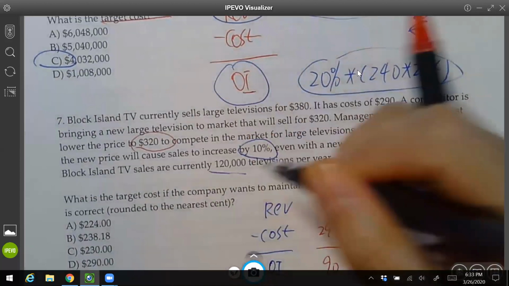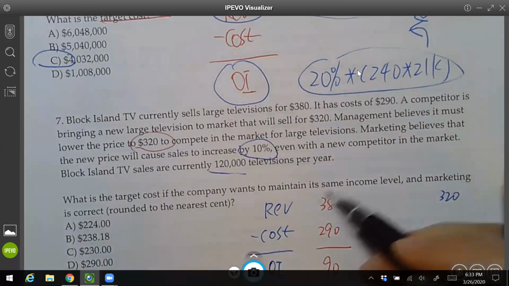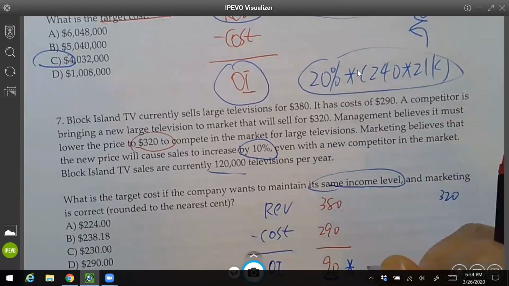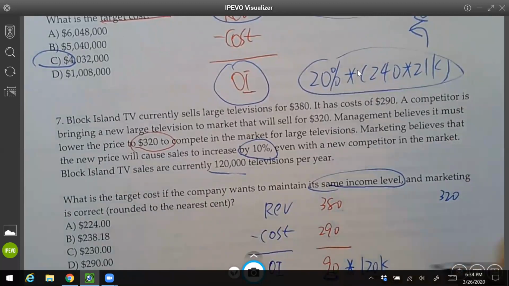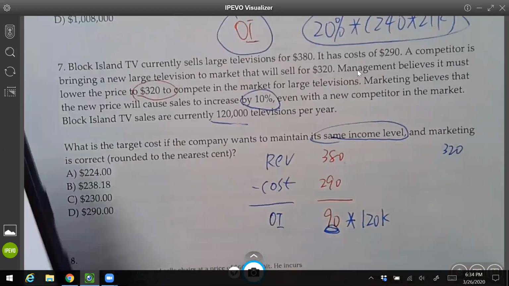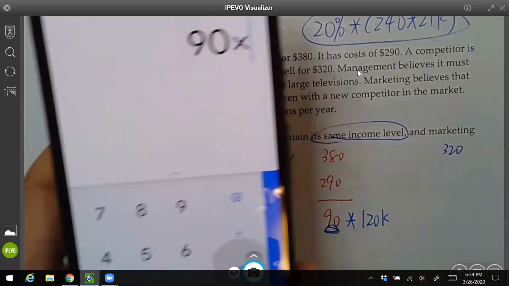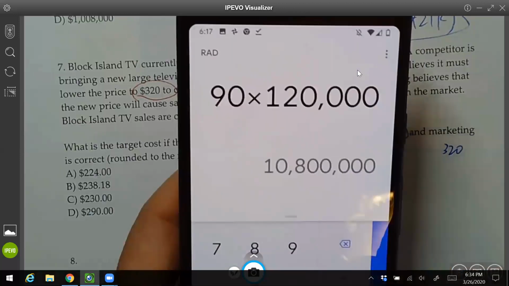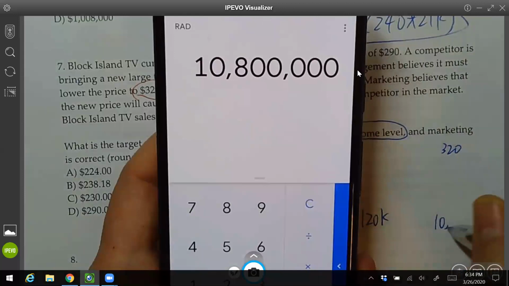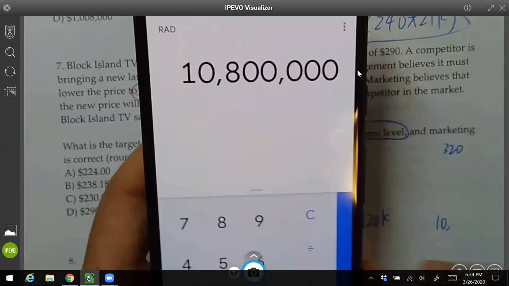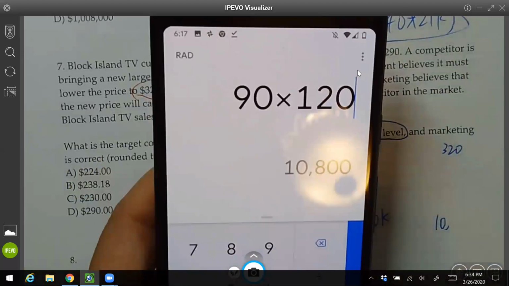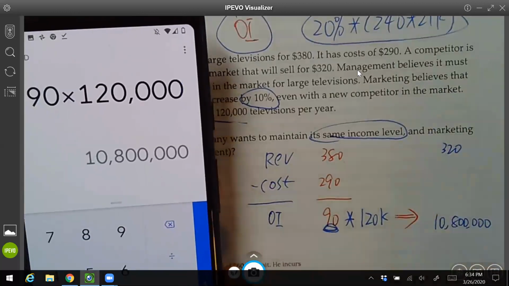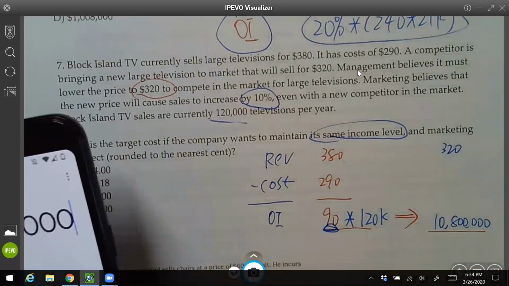Currently it is 120,000. If you want the same income level, each one is $90. Currently you are selling 120,000 units. So your total operating income will be 90 times 120,000 units, which is 10,800,000. You want your total operating income to be the same.